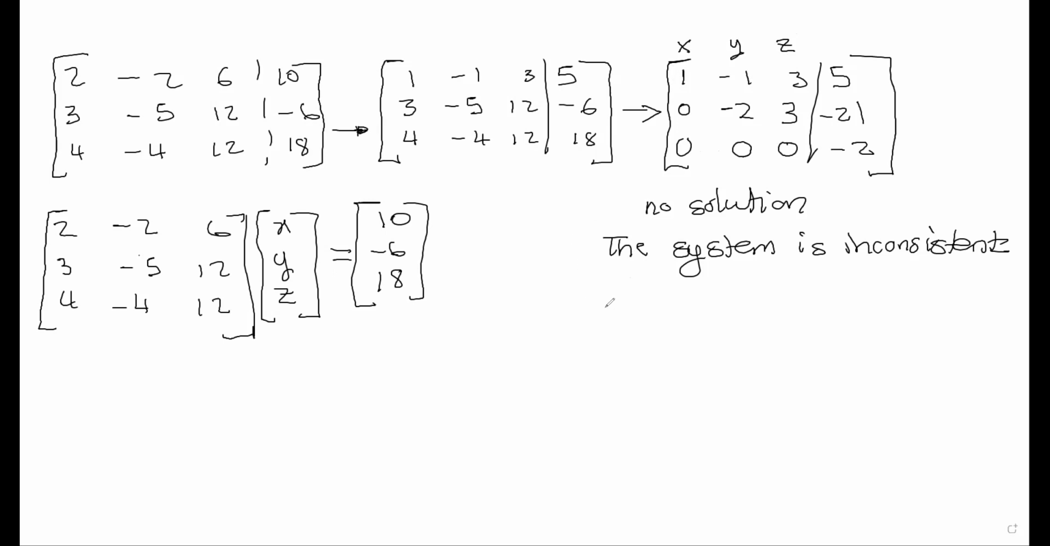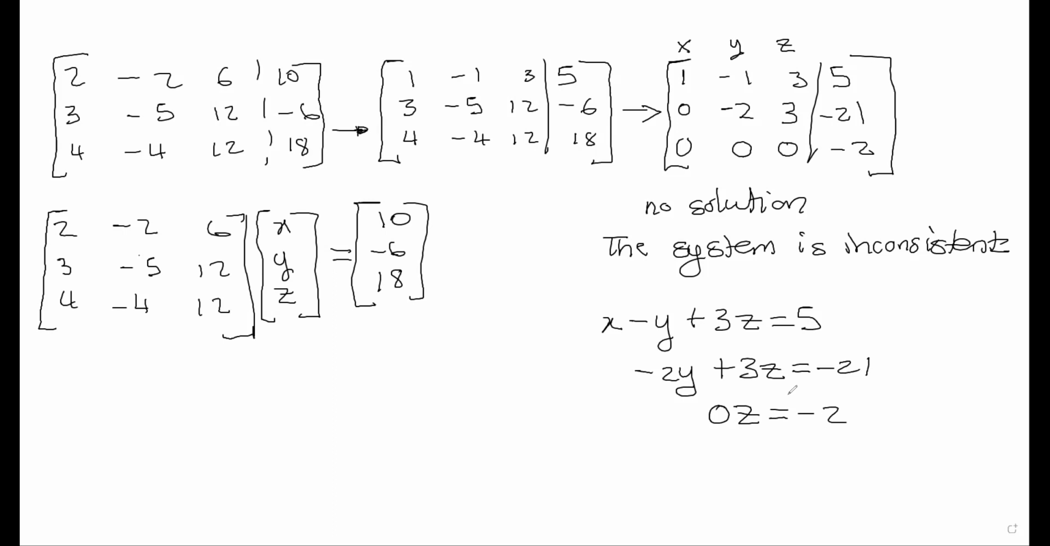Once you have done reducing everything, let's say you're taking the system back. You could say x minus y plus 3z is equal to 5. And then minus 2y plus 3z is equal to -21. And then here we've got 0z, which is equal to 0, is equal to -2. And you can never have something like 0 is equal to -2. That's never possible. How can 0 be -2? You understand?